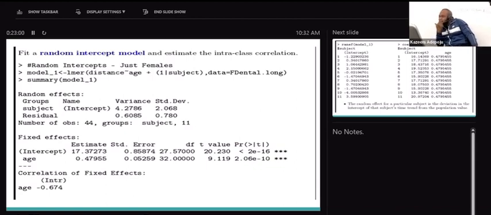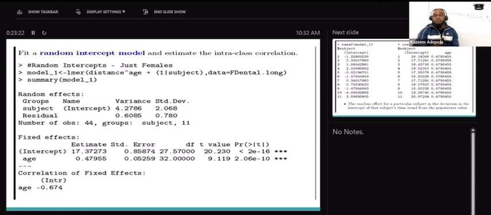Right here, the random effect is for the intercept. We're assuming that the subjects are going to have different intercepts, but they're basically going to have the same slope. I'm going to say that again. The subjects will have different intercepts, but they will have the same slope.